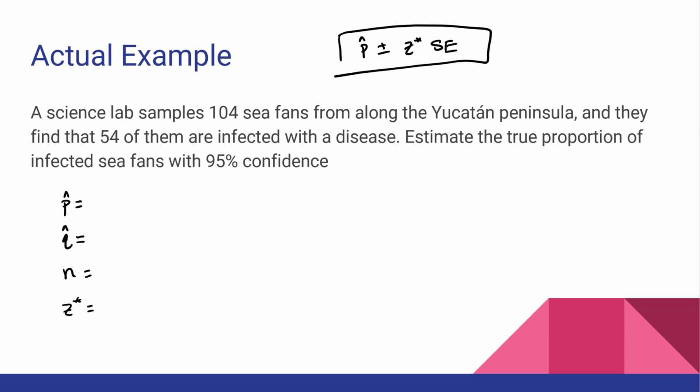Let's say a science lab samples 104 sea fans from along the Yucatan Peninsula, please forgive my pronunciation, and they find that 54% of them are infected with a disease. Estimate the true proportion of infected sea fans in the area with 95% confidence.